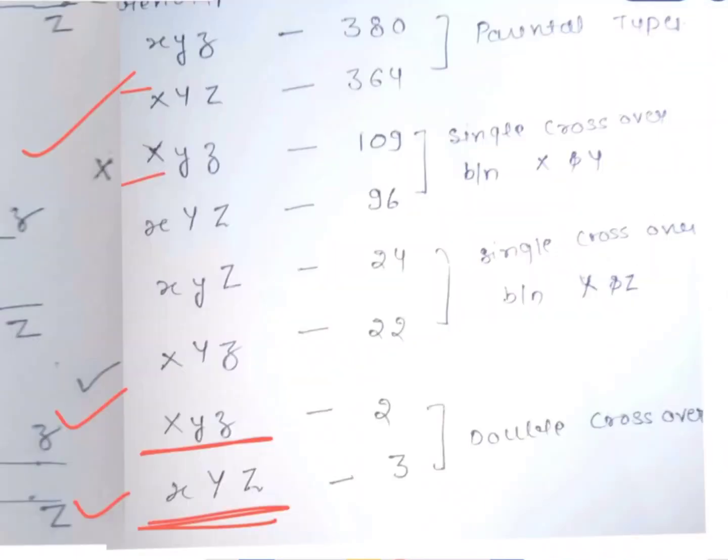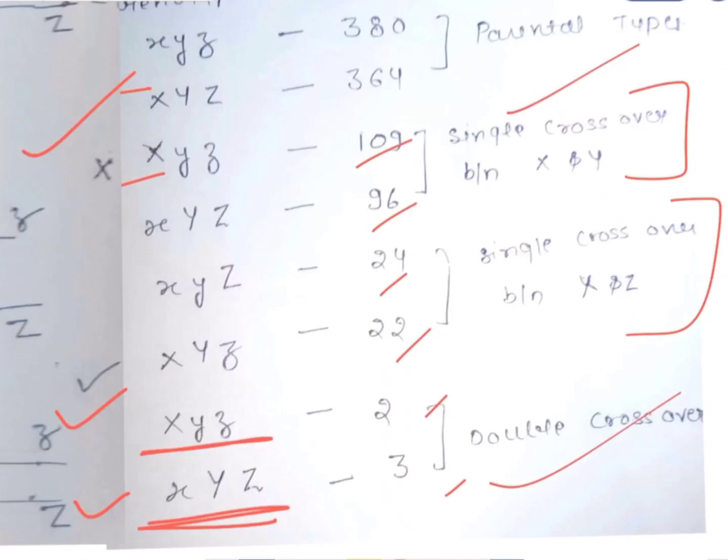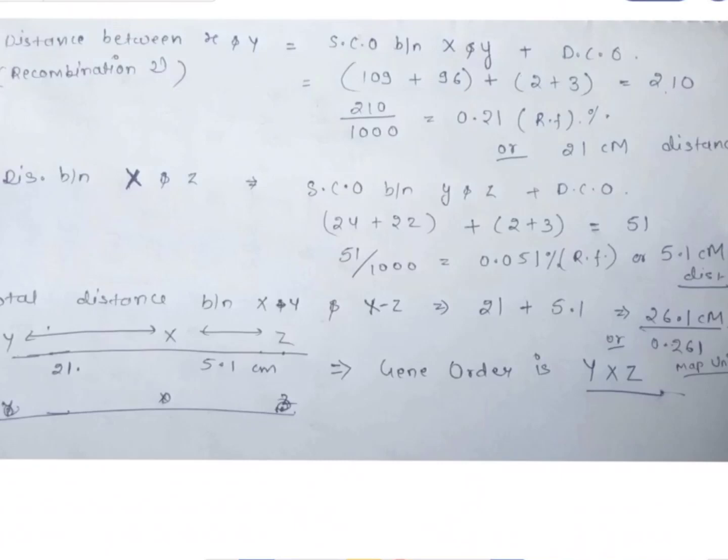Now after finding the single crossovers between XY and XZ, and the double crossovers and their values, we calculate the distance between the genes. Let's calculate the recombination frequency between X and Y. We add the single crossovers between X and Y, 109 and 96, and the double crossovers, 2 and 3. So we get 210, and the total progeny is 1000. Dividing by 1000, we get 0.21, or 21% recombination frequency. When we convert it into map distance, this is 21 centimorgan.